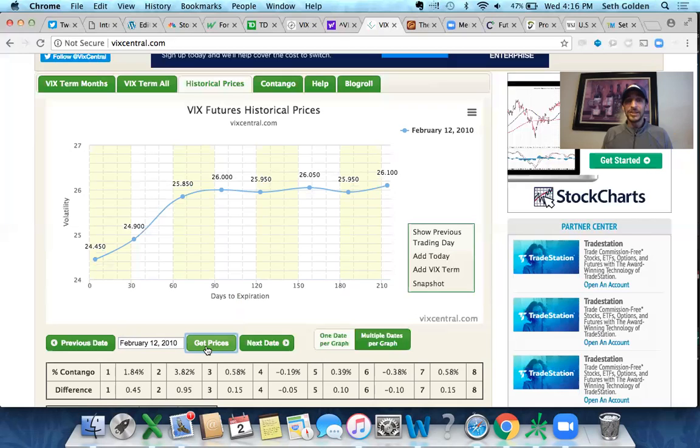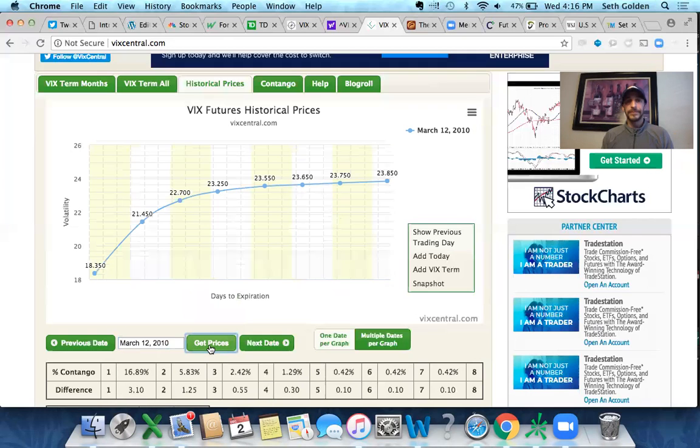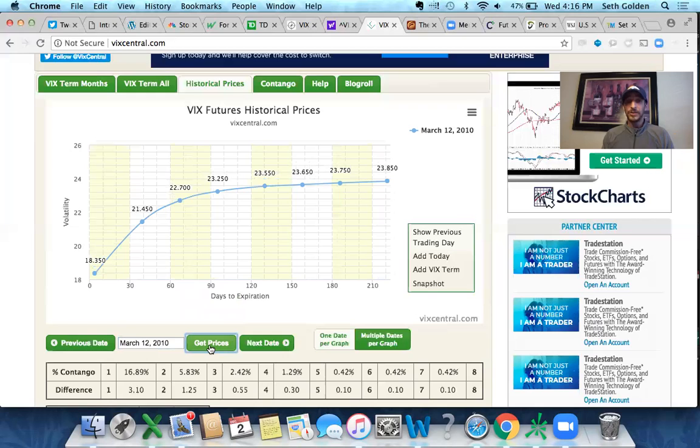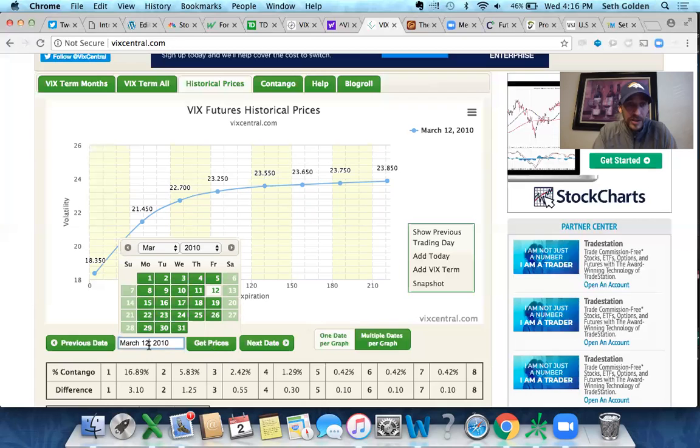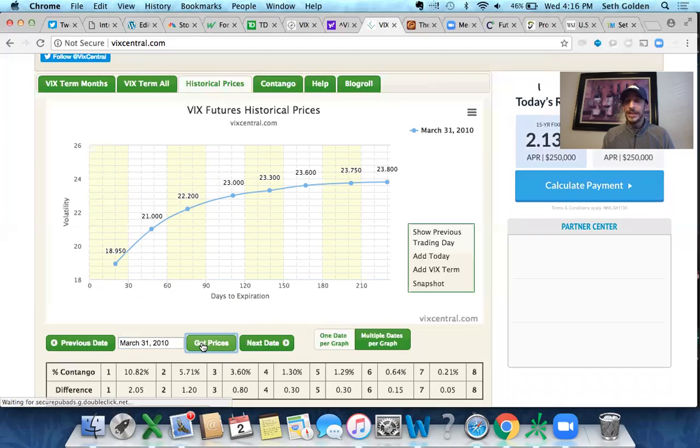Look at that. VIX futures were still elevated in February. And let's go to March. Look at that. They're still coming down. They were wrong. VIX futures were wrong. As late as March, we'll go to the end of the month, on the 31st, because that was a trading day there, they continued to come down.